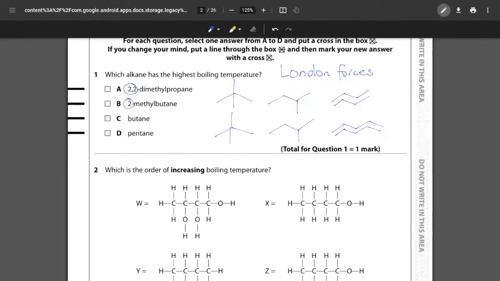And what we can see is the butane is shorter than the pentane, so it has less points of contact. Therefore, our highest boiling temperature is the largest amount of London forces, the biggest amount of packing, or the more points of contact in your packing, as well as the highest molecular mass. So our answer is going to be D, pentane.